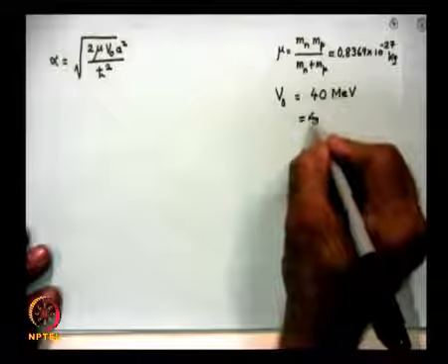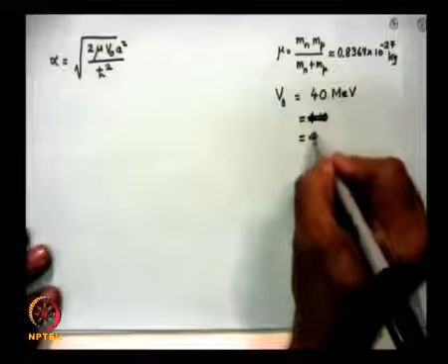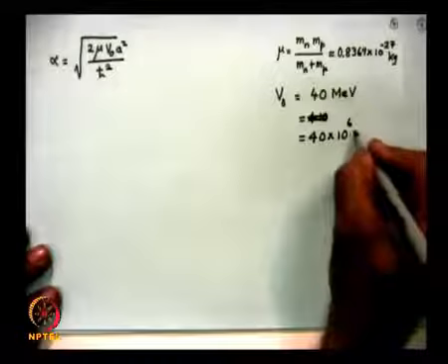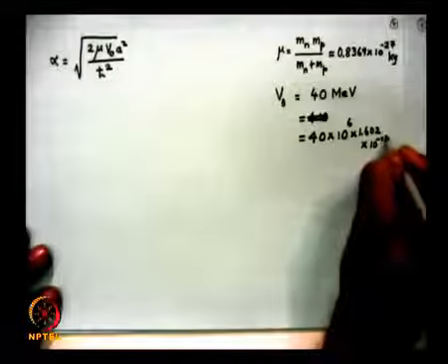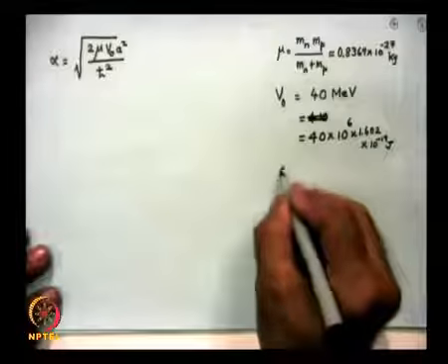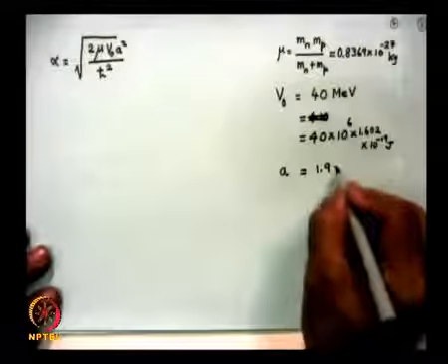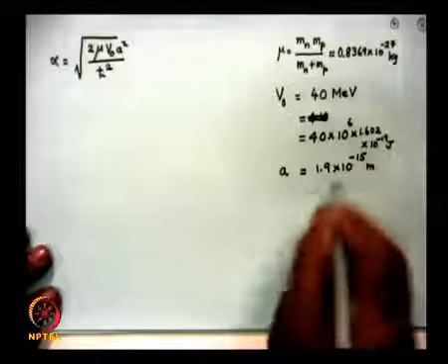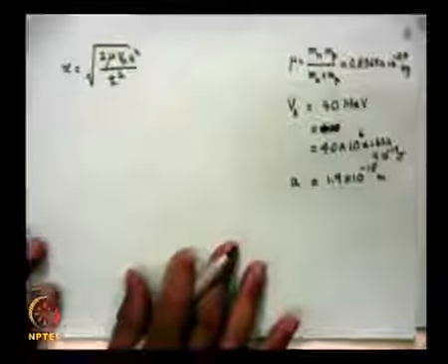So, this is equal to 40 into 10 to the power of 6 electron volts multiplied by 1.602 into 10 to the power of minus 19. This is the joules. And we assume A is equal to about 1.9 Fermis. This is a typical value, 10 to the power of minus 15 meters. This is the range of the potential. So, let me substitute it here.